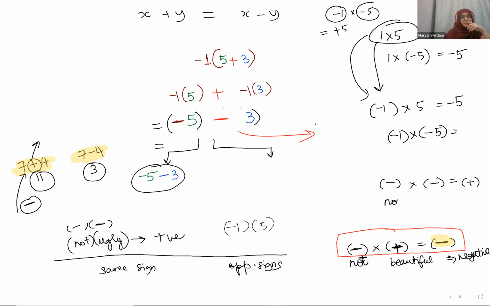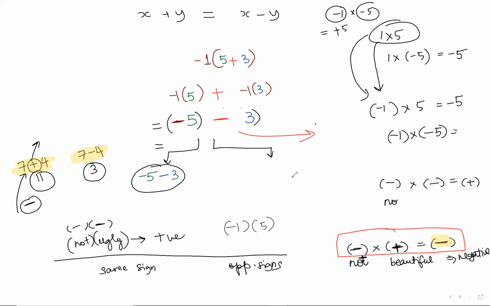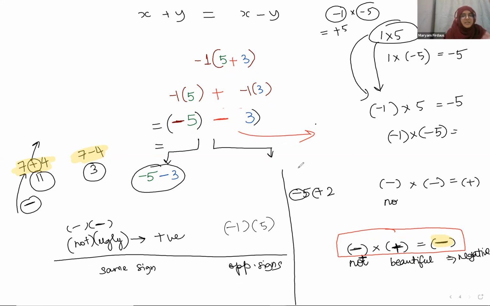Yes, Hiba? Okay. Let me just show you how that possibility exists. So if you have -5 plus 2, over here one sign is negative, one sign is positive. So they are both of opposite signs, right? So just tell me, in this case, -5, -3, are they both of the same sign or opposite? Same sign, right?